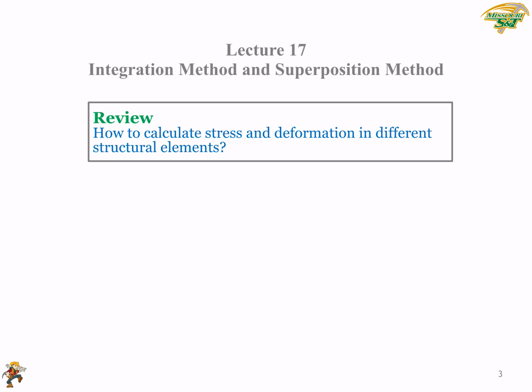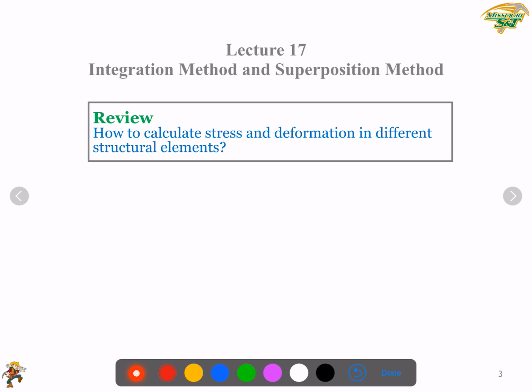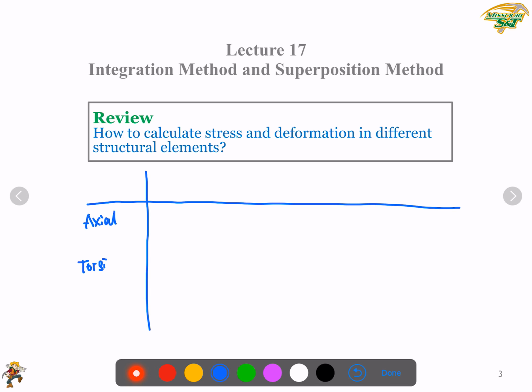So as a review, let's look at the previous equations we have learned. So far we have learned several different types of structural elements: axially loaded elements, torsional elements, and beams. For each one of them, we have learned how to calculate the stress and the deformation.